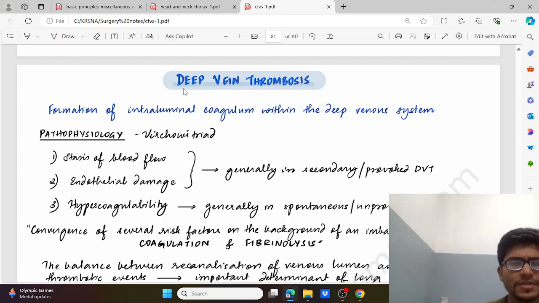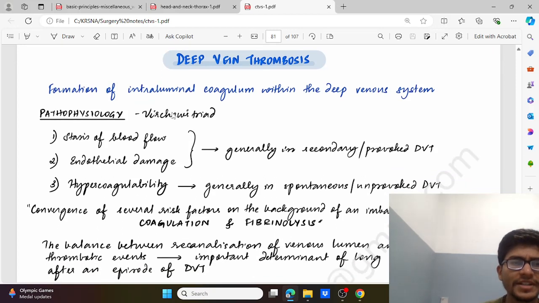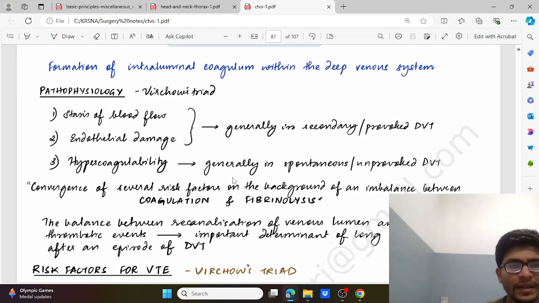Deep vein thrombosis is basically the formation of an intraluminal coagulum, a blood clot, within the deep venous system. So what is the pathophysiology? It is due to Virchow's triad, as we know: thrombosis due to stasis of blood flow, endothelial damage, which is generally seen in secondary or provoked DVT, or hypercoagulability, which is the third part, commonly seen in spontaneous or unprovoked DVT.